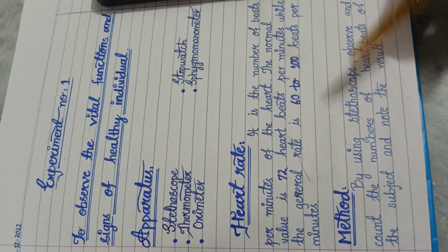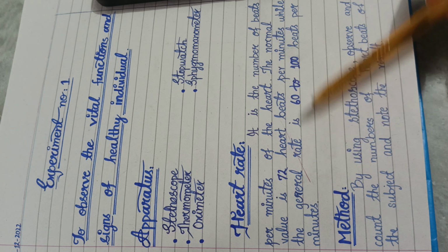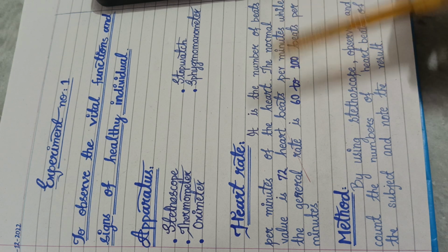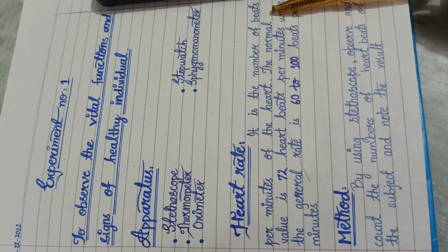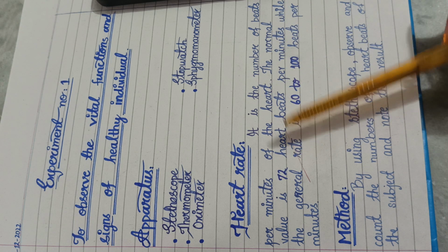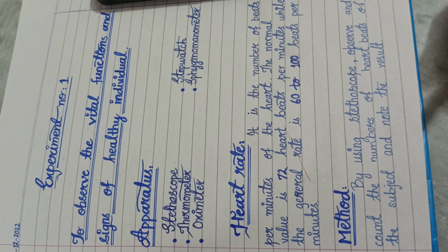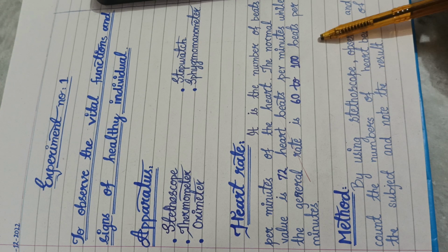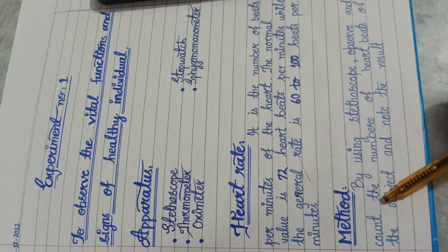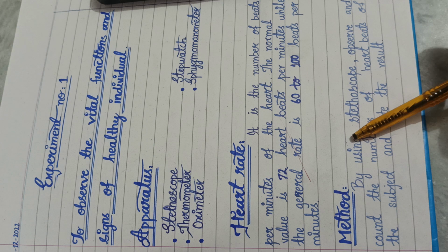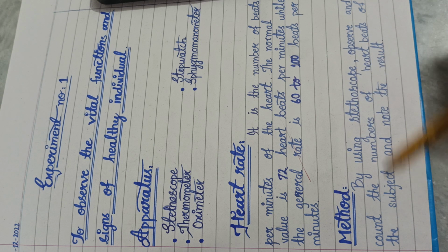As all of you know, heart rate is the number of beats per minute of the heart, meaning how many times your heart is beating in a minute. The normal value of heart rate is 72, and the range is between 60 to 100. To measure the heart rate, you use a stethoscope and count the number of heartbeats of the subject and note the results.